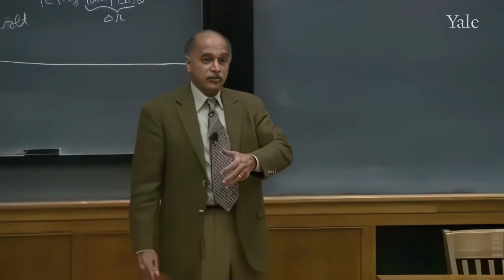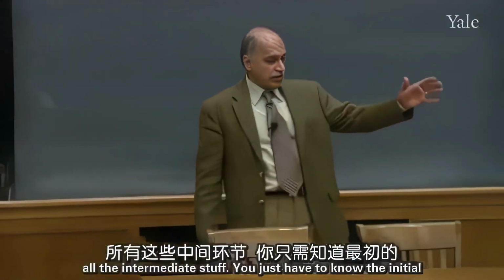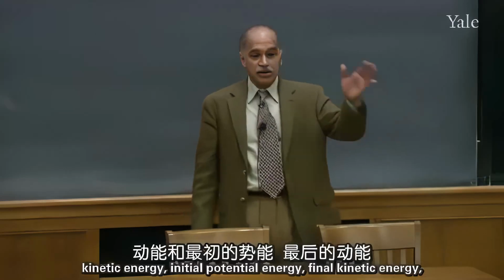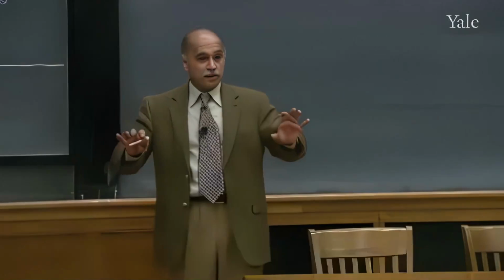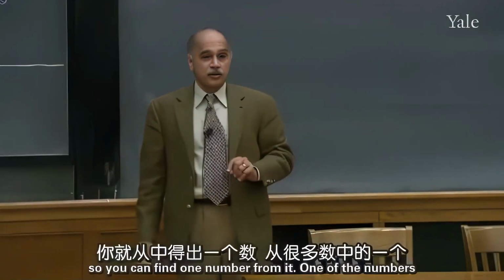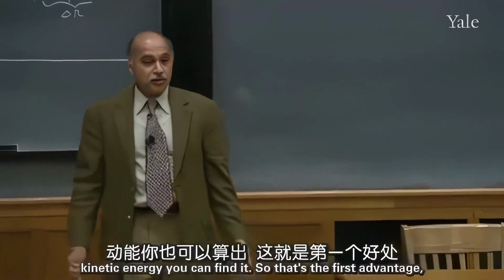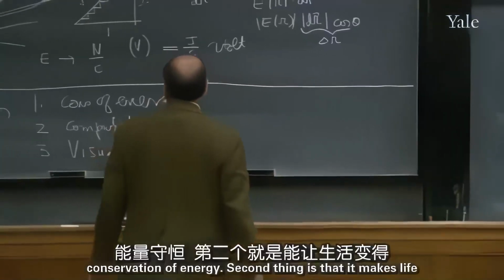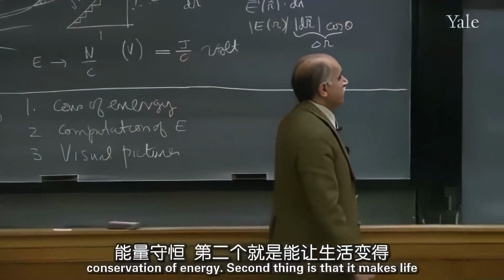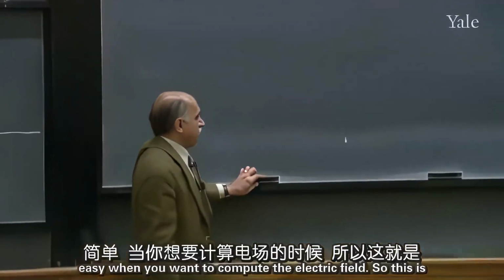But as you know, with the law of conservation of energy, you can skip all the intermediate stuff. You just have to know the initial kinetic energy, initial potential energy, final kinetic energy, final potential energy. They are equal if you sum them. So you can find one number from it. In particular, if you didn't know the final kinetic energy, you can find it. So that's the first advantage, conservation of energy. The second thing is that it makes life easy when you want to compute the electric field.